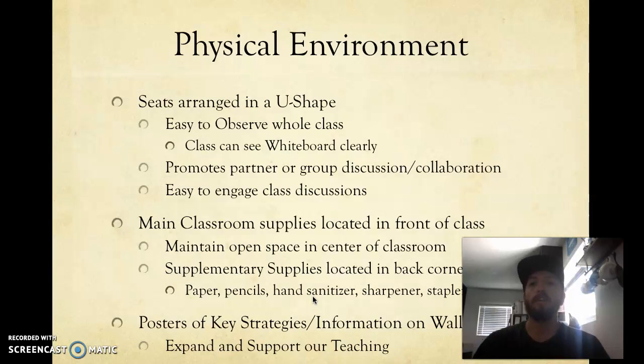So for the physical environment, I really like the seats to be arranged in a U shape. This allows me as instructor to easily observe the whole class from the front of the classroom as well as any point in the classroom. Keeping the center cleared just gives me that mobility room to go to each student individually if need be, or to just quickly turn and glance across the whole classroom. And the students are able to see the whiteboard clearly as well from this shape.